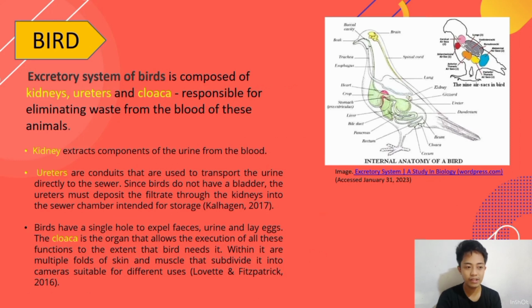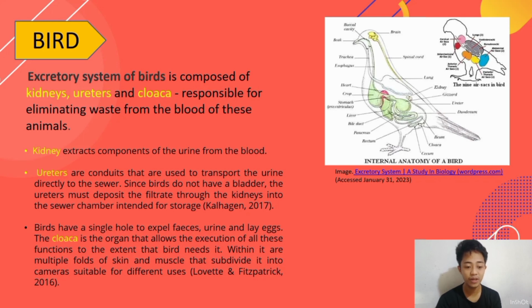So our next is the bird. On the right side of our presentation, it is the internal anatomy of a bird. The excretory system of birds is composed of kidneys, ureters, and cloaca. These are responsible for eliminating waste from the blood of these animals. The kidney extracts components of the urine from the blood, while ureters are conduits that are used to transport the urine directly to the sewer.